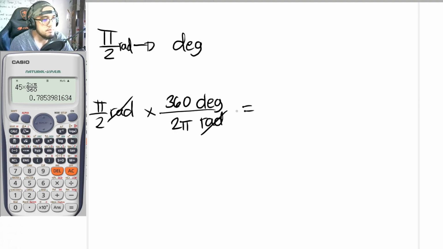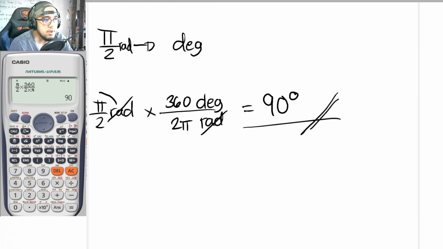So as for that, just multiply this. Looking at the calculator to your left, pi over 2 times our conversion factor of 360 degrees divided by 2 pi. Okay, so equal sign. So this is basically 90 degrees. What we mean here is that pi over 2 is equal to 90 degrees.